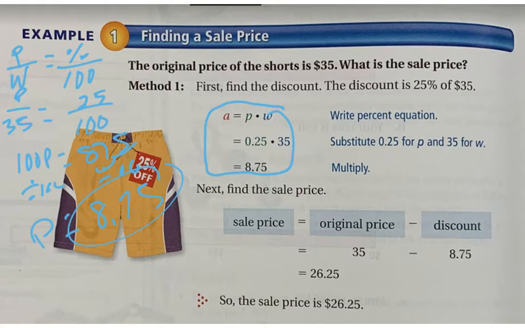Then we have our little formula here. The sale price is equal to the original price minus the discount. So the $35 that the shorts originally cost, subtract the $8.75, that is the 25% discount, and you'll get the sale price of $26.25. Okay, guys?